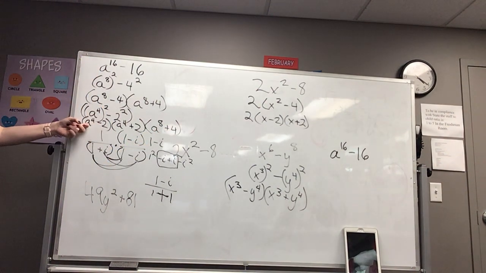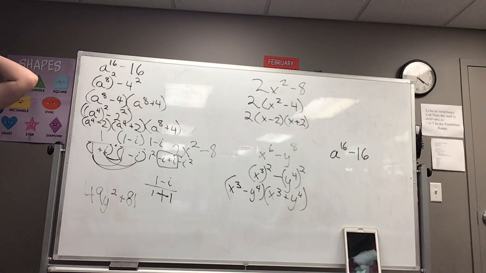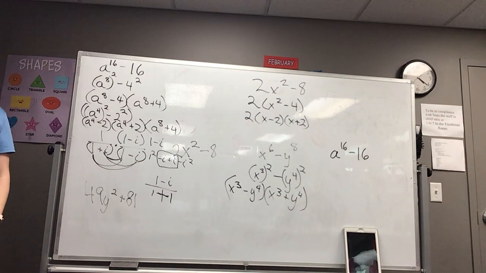And here, a to the 4th, we could keep going, but our number isn't a perfect square anymore, and so we stop there. It doesn't factor as a perfect square. If for some reason we had started with 64, we actually could have kept going. We could have kept splitting off.